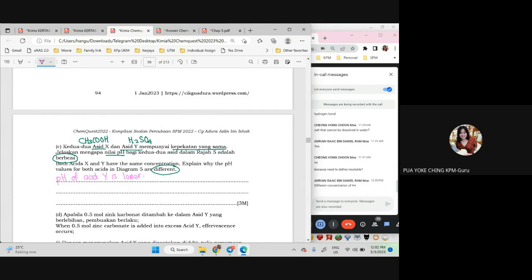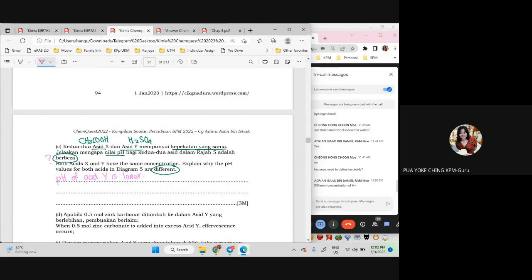State the differences dulu. Ini yang sentiasa kita lupa. Sebab kita dah assume, oh dia dah bagilah. Oh no, dia tak bagi. Dia hanya bagi nombor. Kecuali dia tanya, why the pH of acid Y is lower? Then you tak payah sebut this one lagi. If they said, oh, they are different, what is the difference? Why they are different? So mention the difference first. Okay, which one lower, which one higher, which one bigger? Okay, boleh? That one must be your point 1.